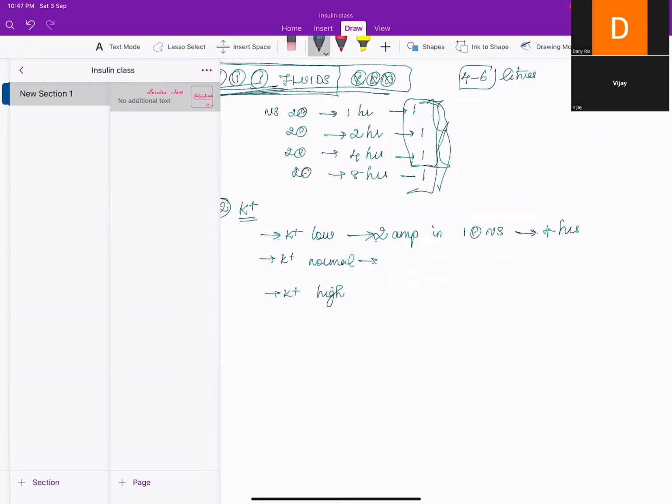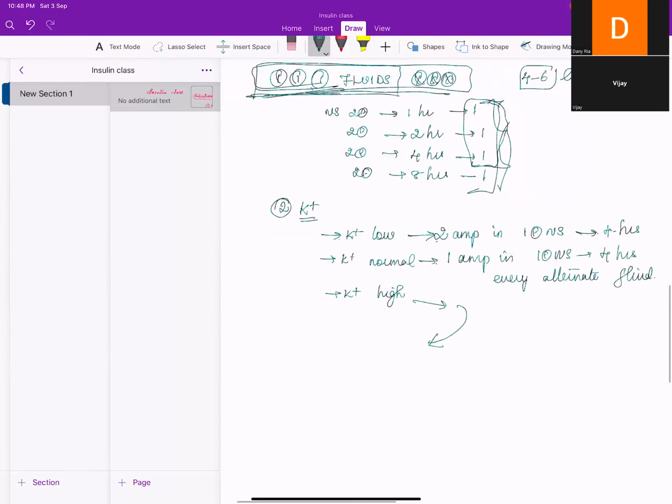Suppose potassium is normal, definitely they'll have a potassium loss on insulin. You have to give 1 ampule in 1 pint NS over 4 hours, and this should be done in every alternate pint. So every alternate fluid containing 1 ampule of potassium will supplement the potassium which is going to be reduced by giving insulin. If potassium is high, there is no role of potassium replacement. You can directly go to step 3.